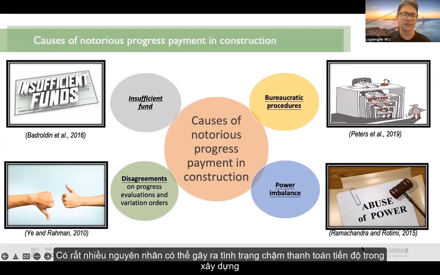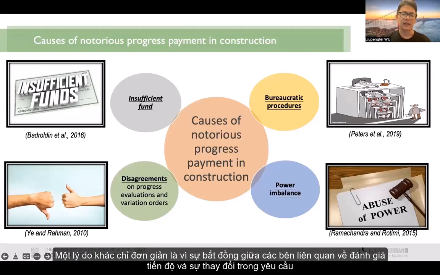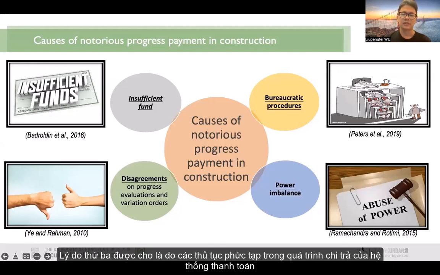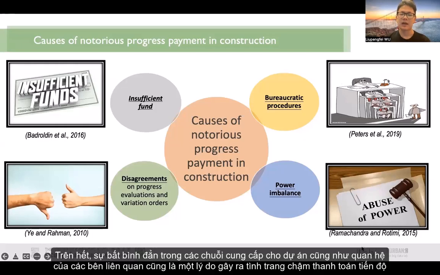There are lots of reasons that can cause late progress payment in construction. For example, insufficient funds owned by the clients, which basically means they don't have enough money. Another reason is the disagreements among different construction stakeholders on progress evaluations and variation audits. The third reason could be the complicated payment process or payment system. On top of that, power imbalance in construction supply chain stakeholder relationships can also cause late progress payment.